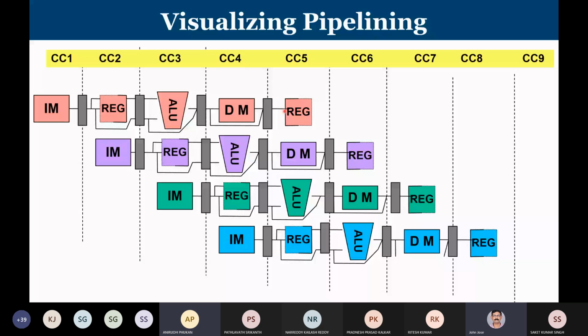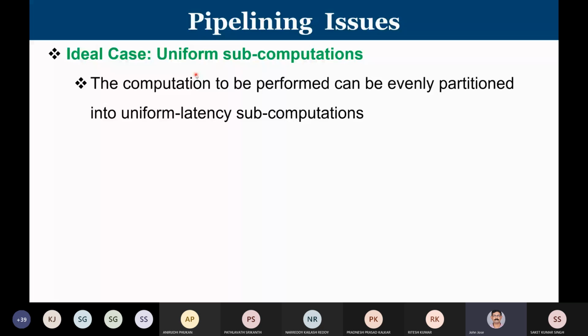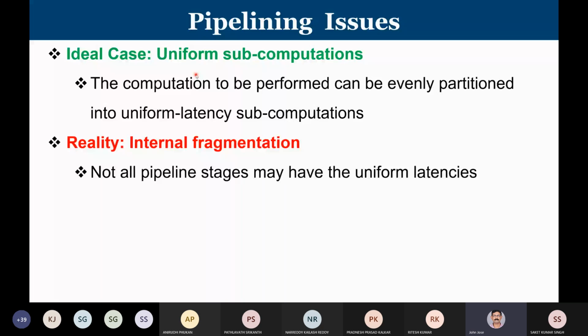So there are 2 more slides. Now let us see what are the issues with the pipeline. The ideal case: we assume uniform subcomputation. That means the whole basis of the pipeline is that the computation to be performed can be evenly partitioned into uniform latency subcomputations, meaning IF, ID, EX, MEM, and write back all will take the same amount of time. The reality is, it is not. Not all pipeline stages may have uniform latency.